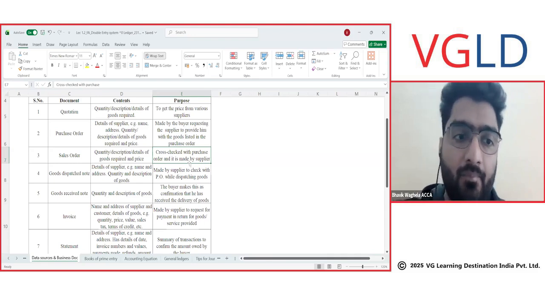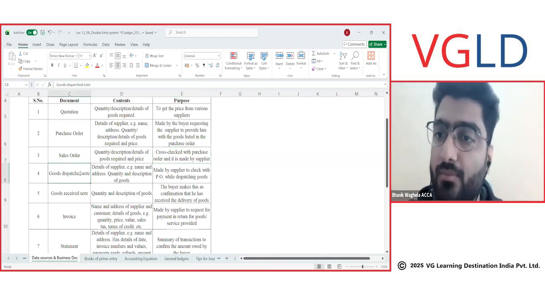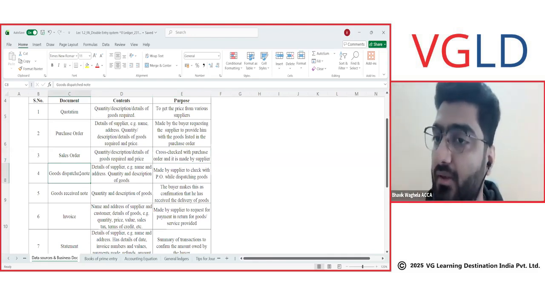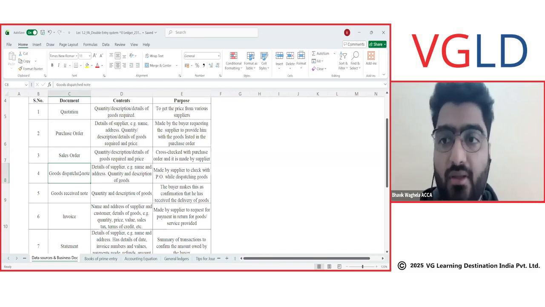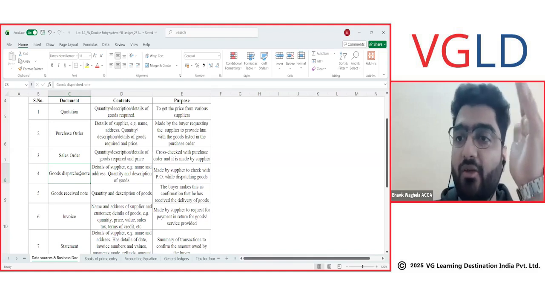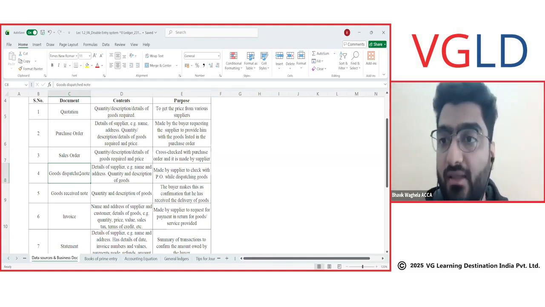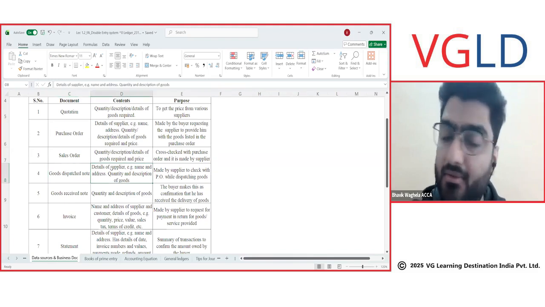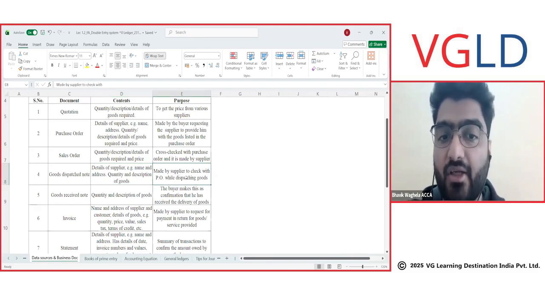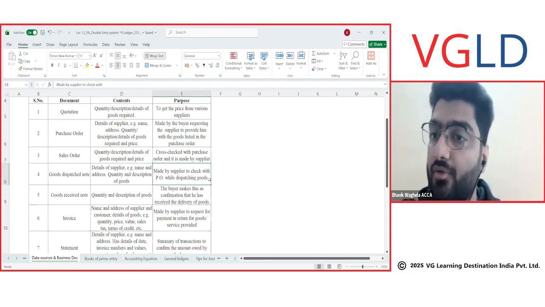Okay. Then we have a goods dispatch note. Once the goods are dispatched, at the time of dispatching goods to the customer, we prepare a document which states that the following goods are being dispatched. This will include the details of supplier, quantity, and the description of goods. This is made by the supplier to check with the purchase order while dispatching goods.